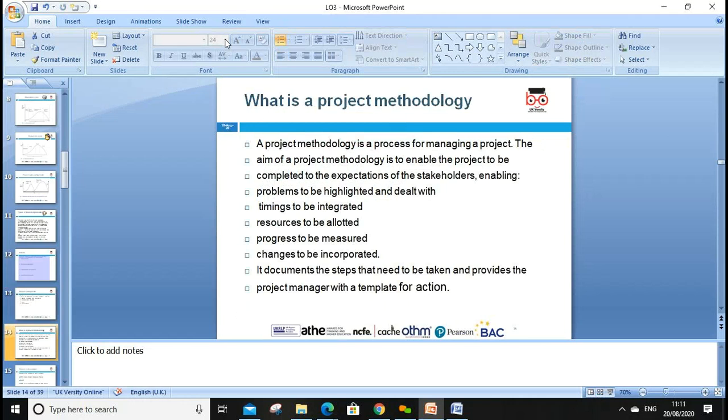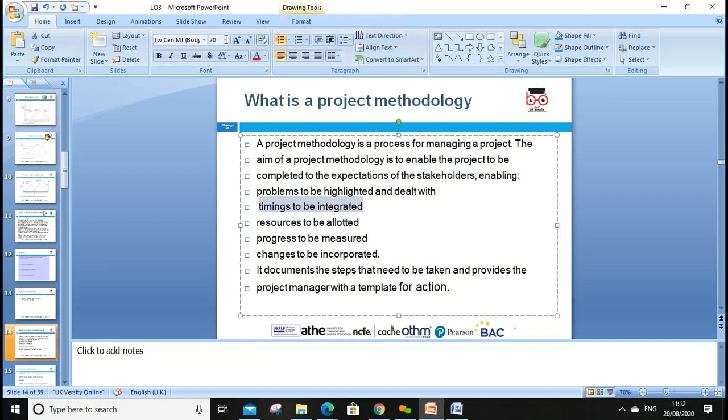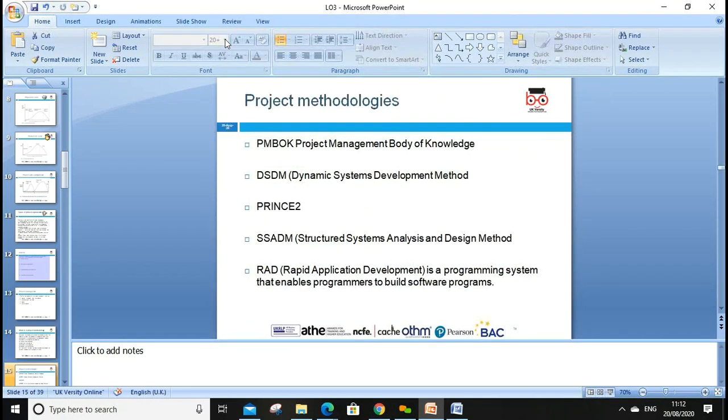What are project methodologies? A project methodology is the process for managing a project. The aim of a project methodology is to enable the project to meet the expectations of the stakeholders. So we can look at what they want: time, resources, progress, changes, documents, and what the action plan is. All this we need to record. Then we have different approaches.